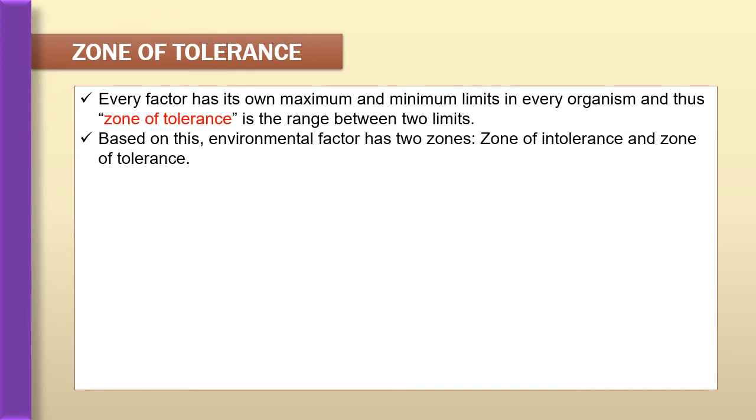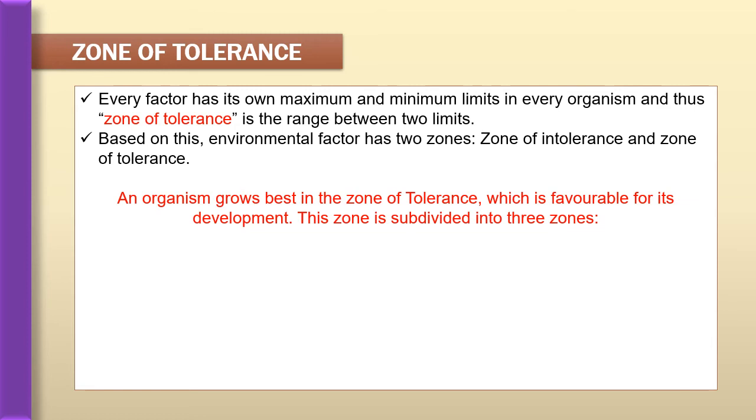Based on this, an environmental factor has two zones. Number 1, zone of intolerance, and number 2, zone of tolerance. An organism grows best in the zone of tolerance, which is favorable for its development. That is, the zone of tolerance is also called an organism's healthiest zone or favorable zone.